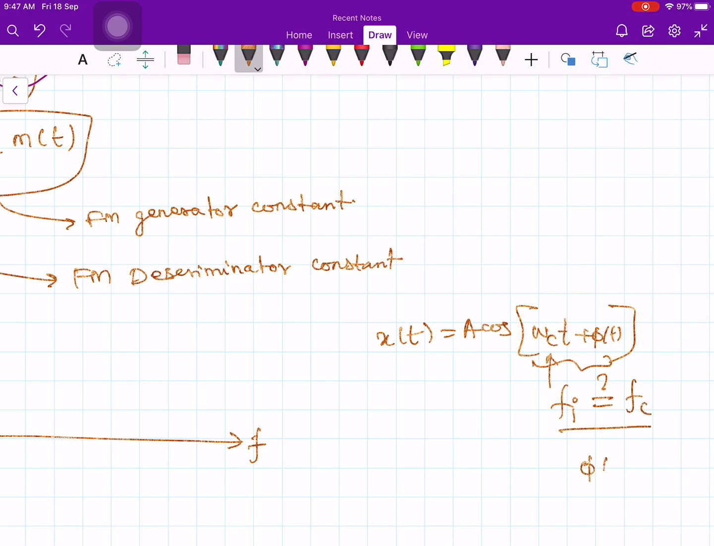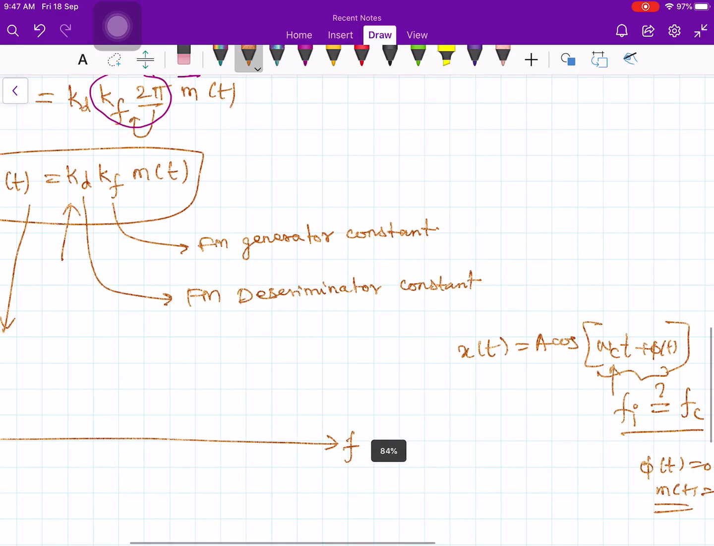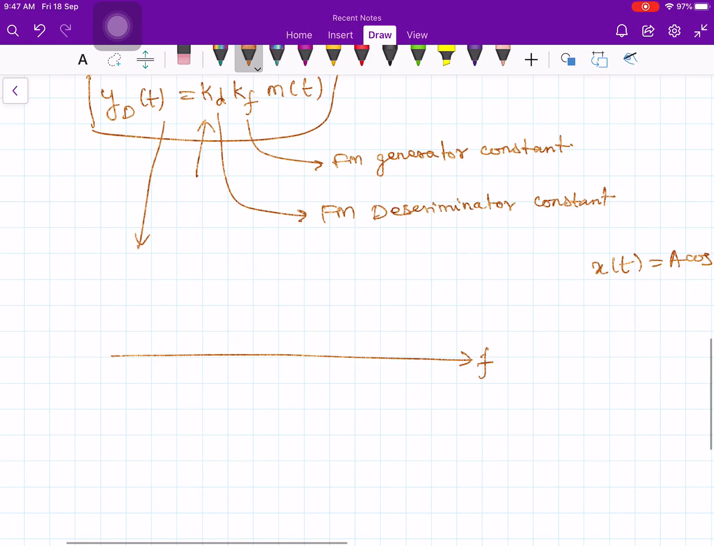When phi of t equals 0, what does that mean? It means m of t is 0. If there is no message signal, then what output should I get? I get 0 output. This is my output. So when the frequency is fc, I should get a 0 output.